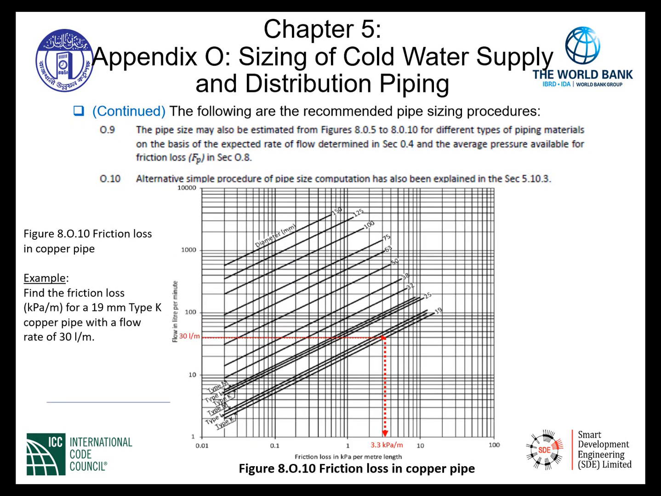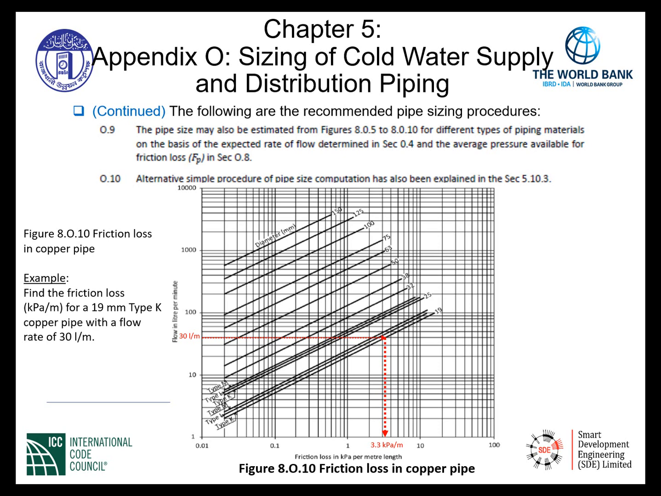Another example is locating figure 8.0.10, friction loss in copper pipe. We are referenced to this figure above in 0.9. Therefore, friction loss in pipe is important to the designer. We need to know what type of friction loss that we have in kPa per meter. A simple way to figure this out with respect to copper pipe is the figure as indicated.